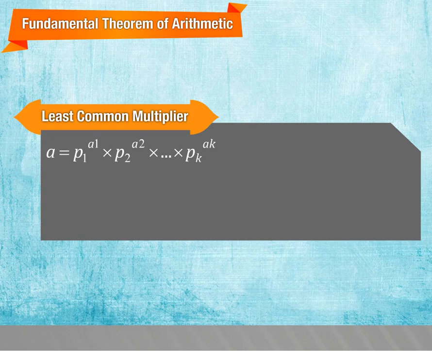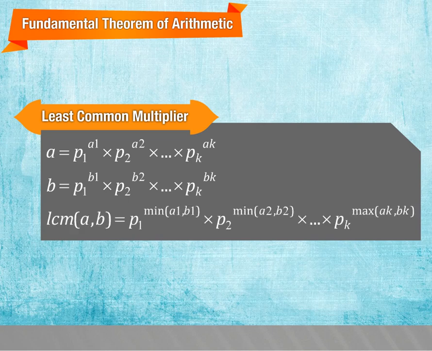Least common multiple. A is equal to p1 to the power a1 into p2 to the power a2, and so on up to pk to the power ak. B is equal to p1 to the power b1 into p2 to the power b2, and so on up to pk to the power bk. LCM of a, b is equal to p1 to the power maximum of a1, b1 into p2 to the power maximum of a2, b2, and so on up to pk to the power maximum of ak, bk.